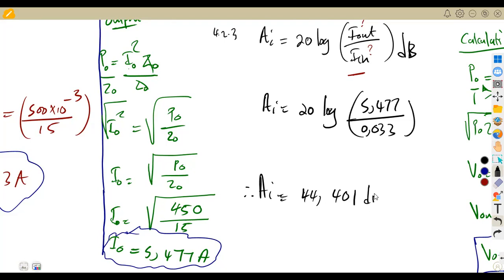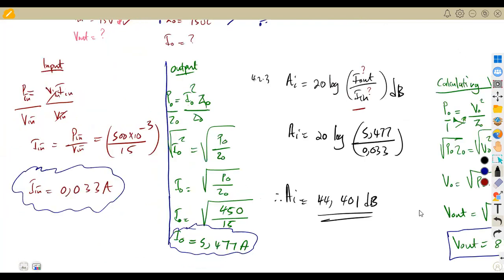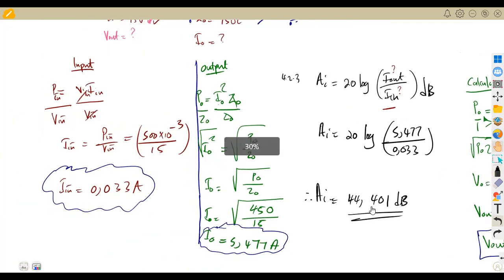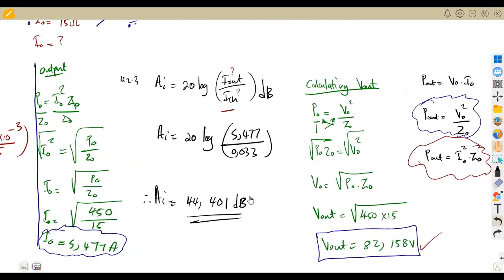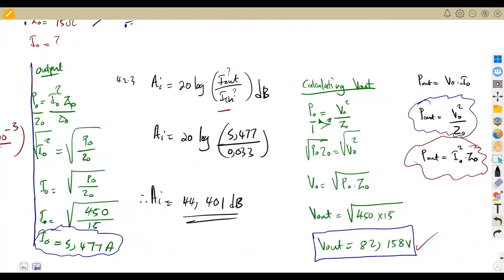401. To 3 decimal places, you're going to have our answer, and that will be our current gain in this case. As you can see, it's direct and straightforward. Well, not that straightforward, we just have to know our formulas. These are the 3 formulas that you're supposed to know and play around with.